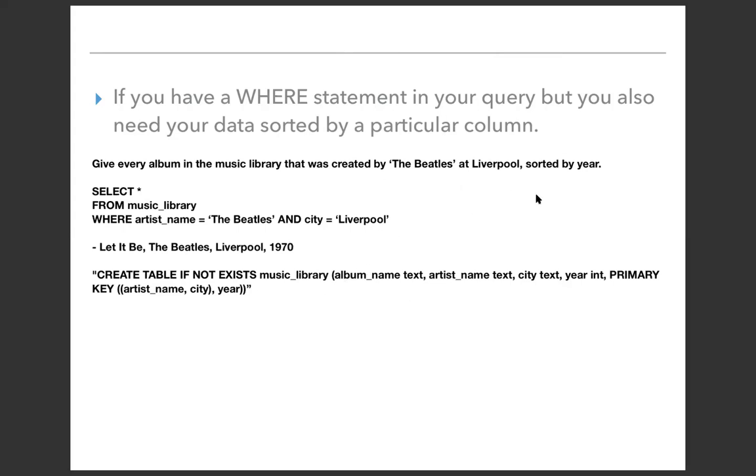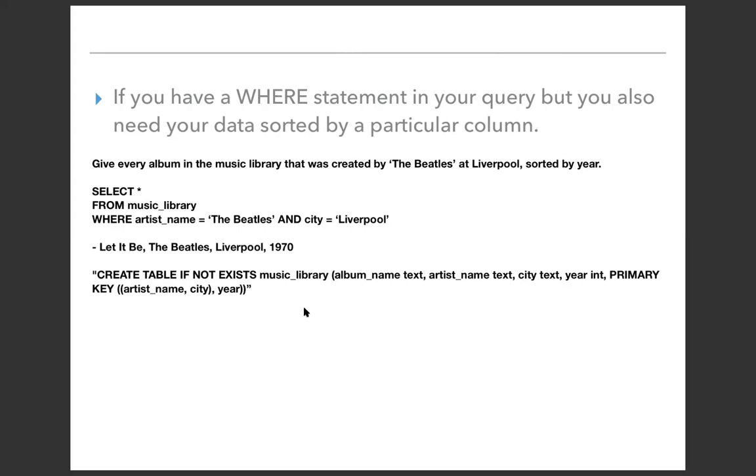So it's really important that if you have a WHERE statement, but you also want your data to be sorted by a specific parameter, you include that parameter in the primary key. Okay, so those are my two tips on creating tables in Apache Cassandra. That's by far the hardest part of the project that comes. So make sure that you understand that, and just think about it.